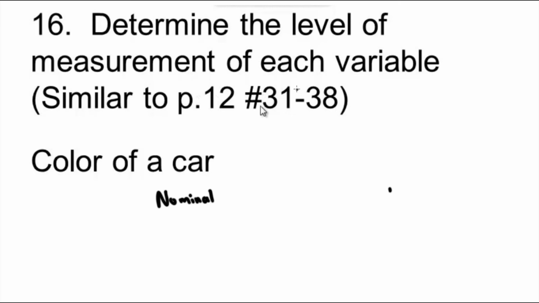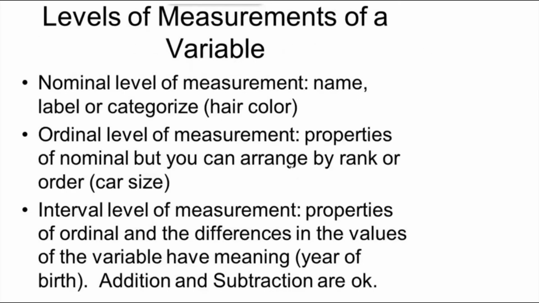Determine the level of measurement of each variable. Color of a car. So here you can see nominal level of measurement: name, label, or categorize. We can categorize hair color. We can categorize car color. So it's nominal.